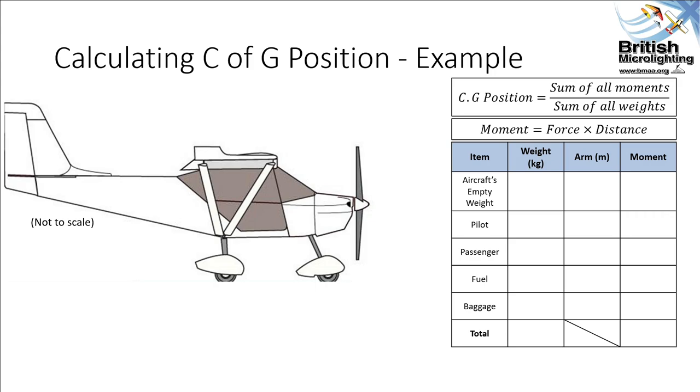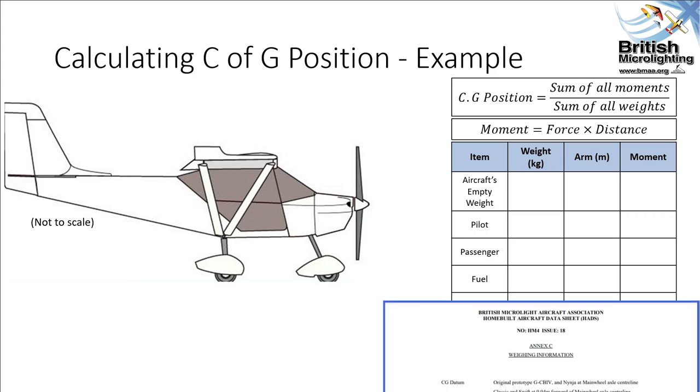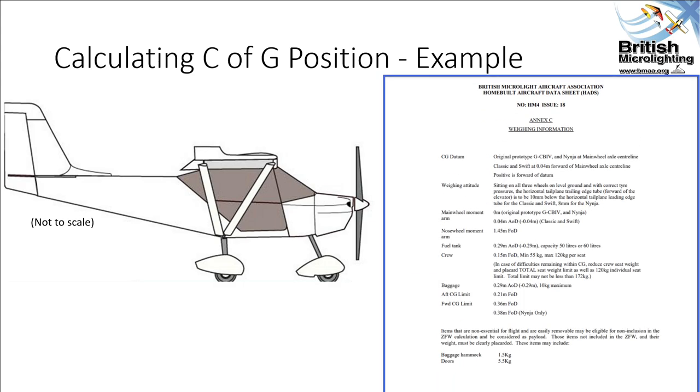Before we go any further, let's confirm where the datum point is defined on a Skyranger Ninja. To obtain this, we can consult the aircraft datasheet, or in this case, a HADS, a home-built aircraft datasheet. The datasheet for any microlight aircraft can be found on the BMAA website. The HADS states that the CG datum for the Ninja is the main wheel axle centerline. So let's mark that on the picture now to help us visualize our scenario.